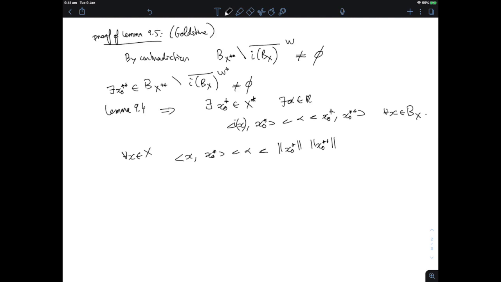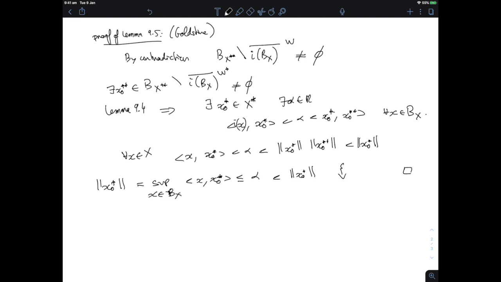But x naught double star is an element, well, not just of x double star, but of the unit ball of x double star. So it has norm at most one. So this is certainly smaller than the norm of x naught star. But now you could take a supremum over all x in the unit ball of x of this. And sure, this inequality would become a large inequality, and that would be smaller than the norm of x naught star. But that's still a contradiction, because this is equal to the norm of x naught star, and the norm of x naught star cannot be strictly smaller than itself. So that's how you get a contradiction, and that's it. That's the proof of Goldstein lemma.